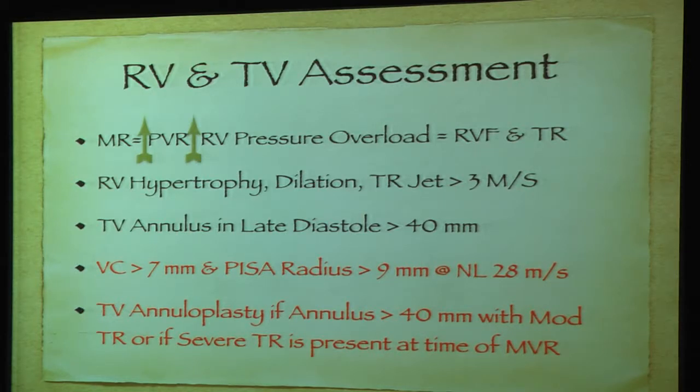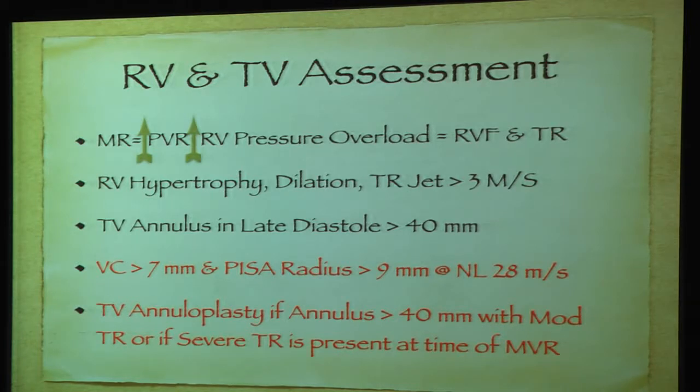And if you don't fix the lesion, that reflects back to the right ventricle, and you start having right ventricular failure and TR. The right ventricle gets affected by right ventricular hypertrophy and dilation, and those were discussed in the previous talks, how to measure those. One thing we do is measure the tricuspid annulus in late diastole. Anything more than 4 centimeters is a bad sign. Besides that, you can also quantify. You can do vena contracta, more than 7 millimeters, and the PISA radius of more than 9 millimeters. Those are your cutoff marks, which say above this is bad TR, okay?